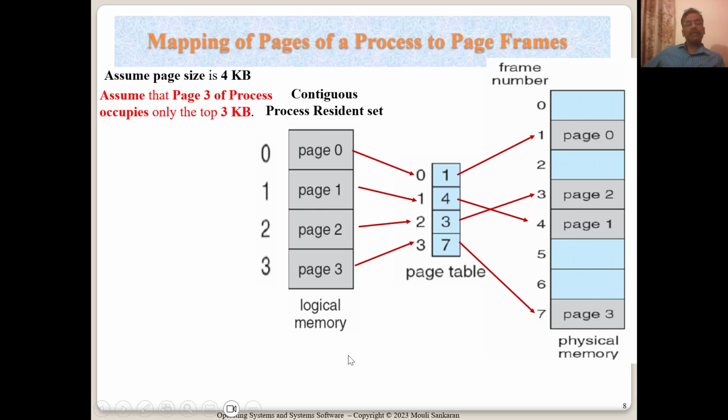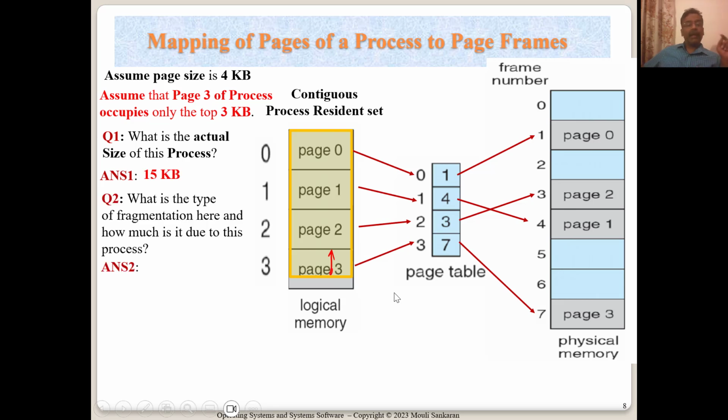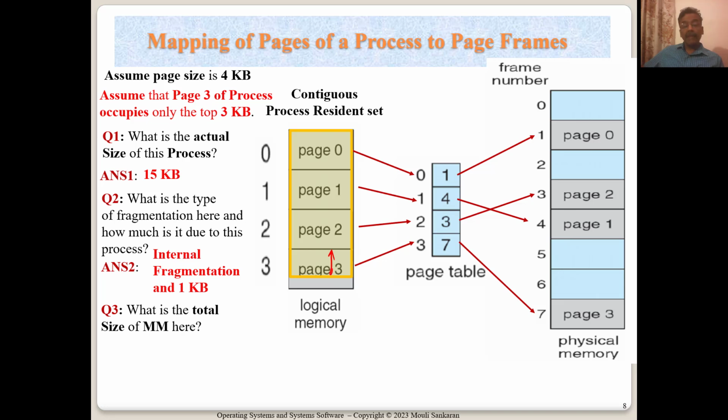Now, right now, imagine that I assume a 4 kilobyte page size. Now, assume that page 3 of a process occupies only the top 3 kilobyte. Then the actual size of the process is very simple: 3 into 4, 12, plus 3, 15 kilobyte. And what is the type of fragmentation here? Internal fragmentation. And how much wastage? 1 kilobyte again.